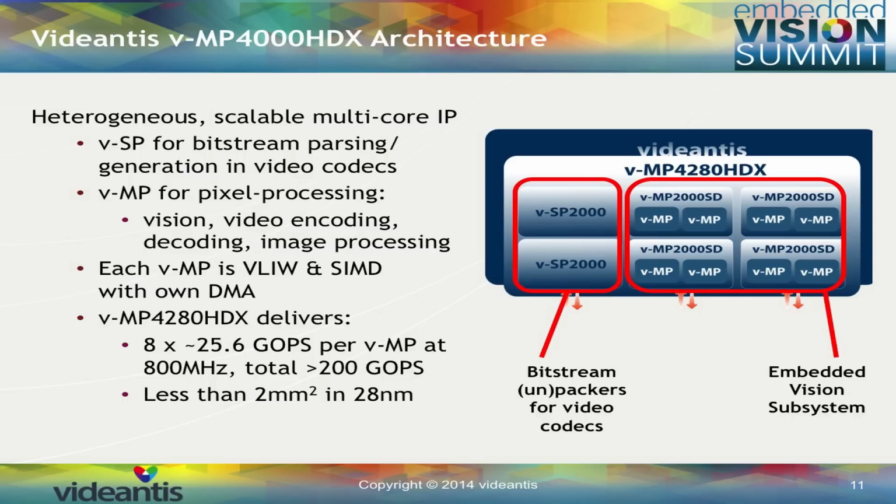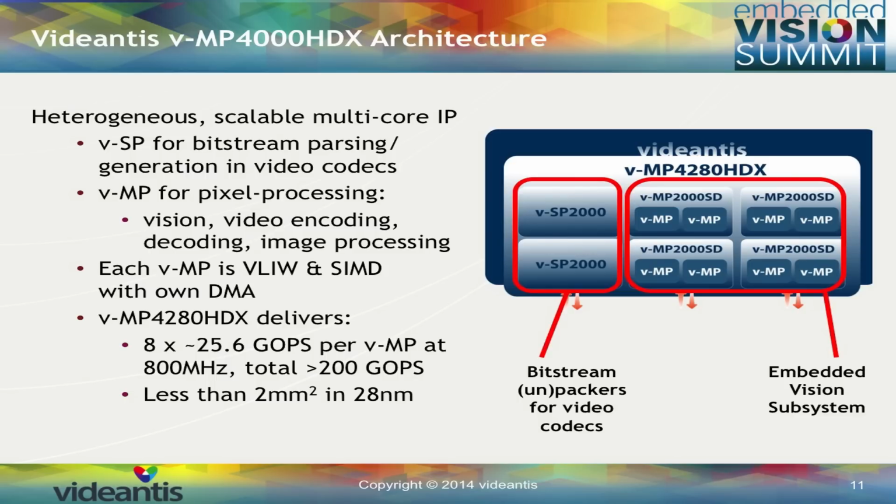So if you look at our architecture, we have 2 different processors. One is what we call the SP, for stream processing. We use that one solely for video codecs. So it's very good at bitstream packing and unpacking, but you don't really do any of that kind of work when you're doing computer vision algorithms. But the MPs are the processors that we have that are very good at these pixel operations.